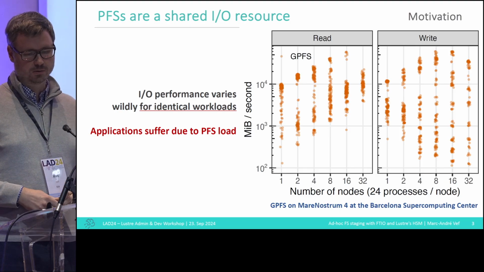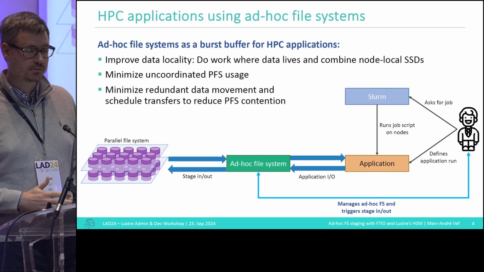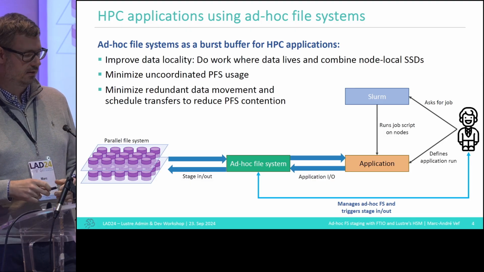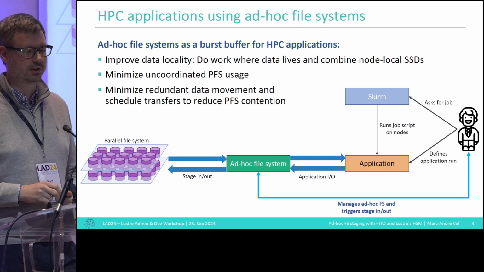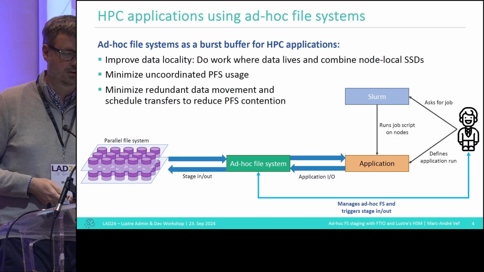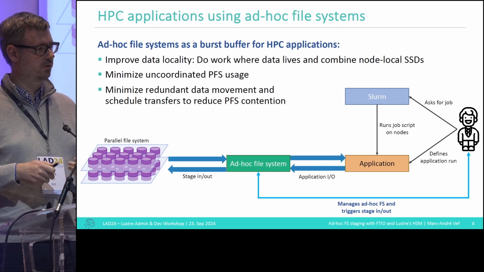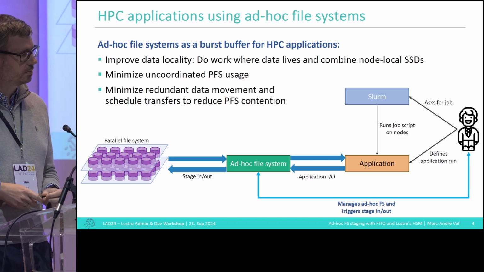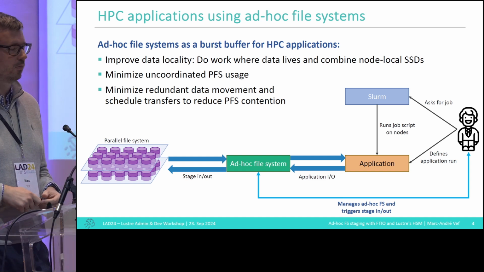And so our idea was, well, what can you do about it? And this is where ad hoc storage systems come into play. In its basic form, an ad hoc file system is simply a file system that is deployed ad hoc at the application nodes, and it uses memory or node local storage that is already available and oftentimes not used. So, improving data locality, doing work where the data lives, and minimizing uncoordinated PFS usage. You could imagine, instead of having small byte access to the PFS, you have this to the burst buffer file system, and then later move it out in a more sequential way.